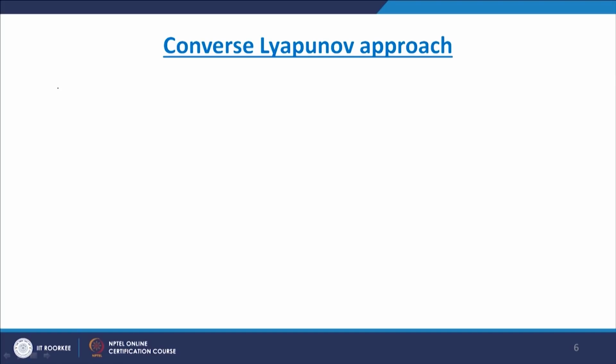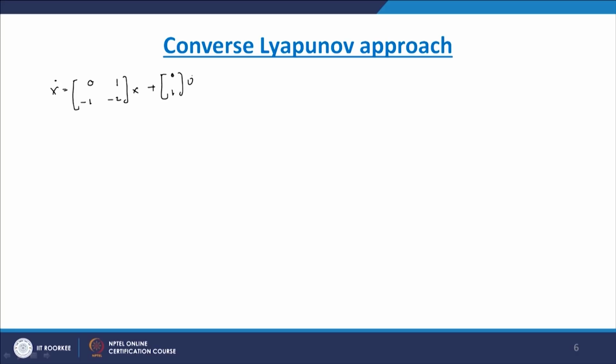Now, here we start solving it. x dot equals [0 1; minus 1 minus 2] x plus [0; 1] u. This is the system. Now, we have to check the stability of this system, and the concept which we have to use is the Lyapunov direct approach.